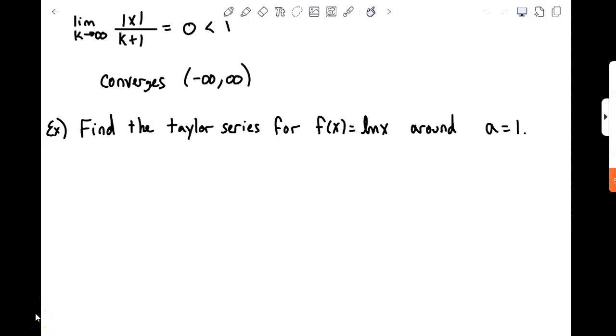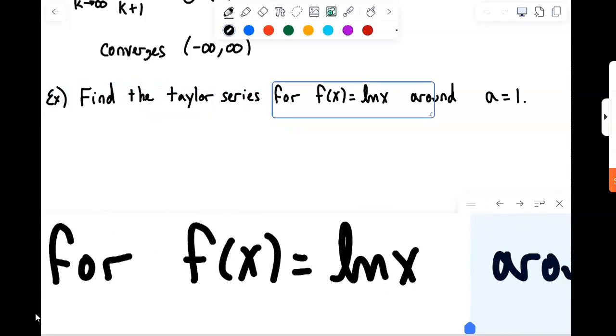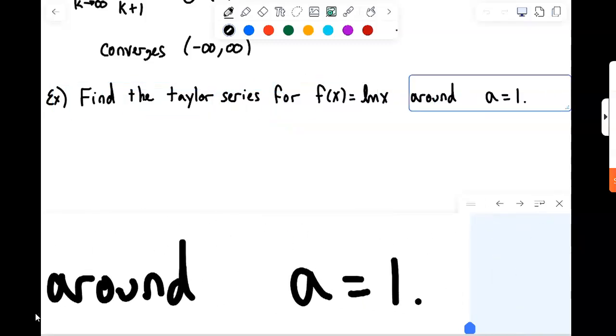Okay, so the first couple we've done with e to the x and cosine, we're able to get decently nice looking series. And it wasn't a terrible amount of work. This time we're going to have one that's a little bit more work for us to work out. And that is we're going to look for the Taylor series for ln of x around a equals 1.